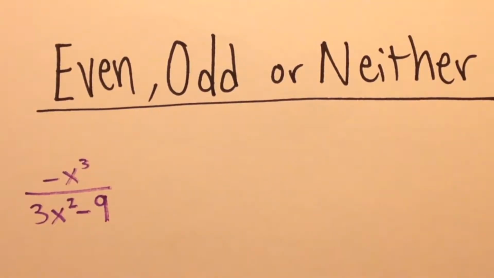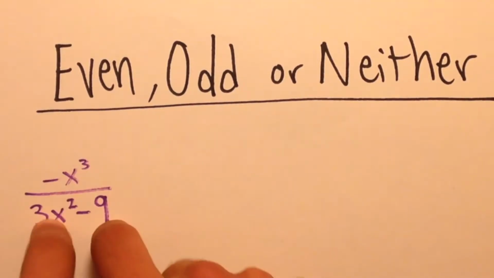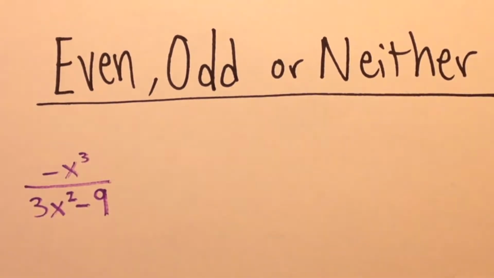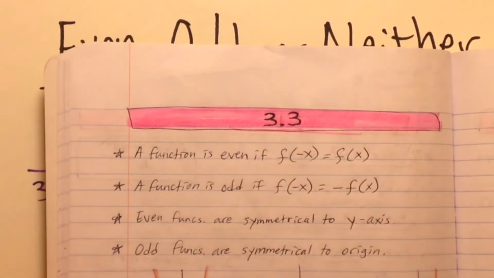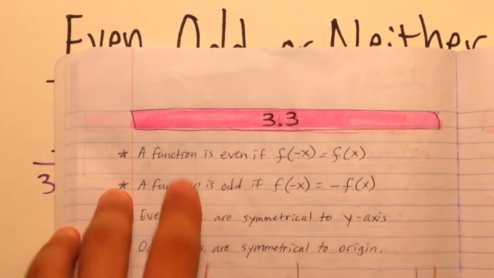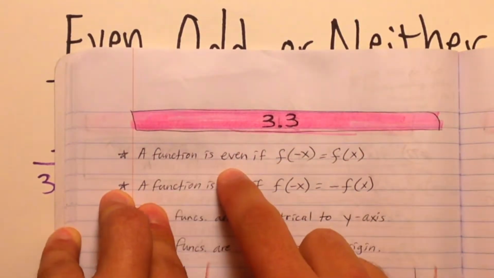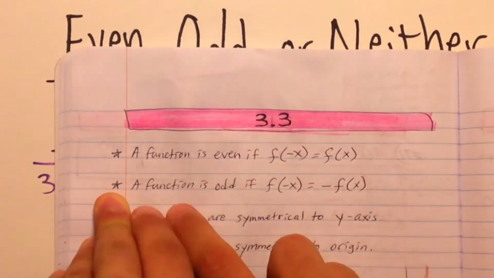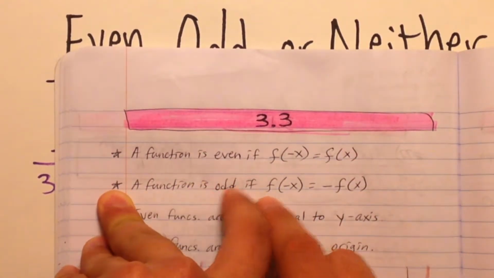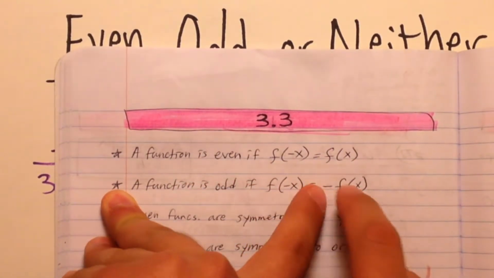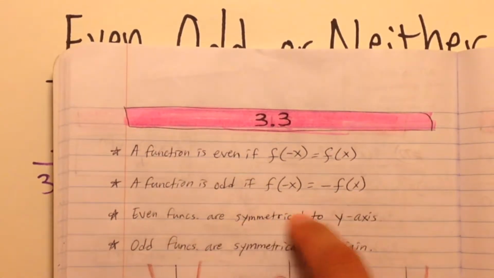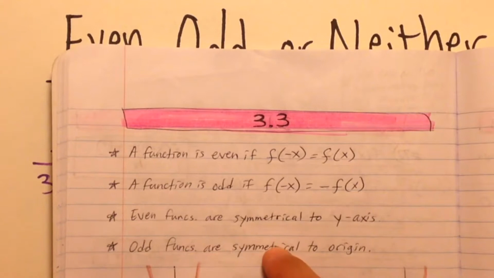Hey everybody, I'm going to be showing you today how to determine whether a function like this is even, odd, or neither. Now, there are some fundamental rules you're going to have to know. A function is even if f of negative x is equal to f of x. A function is odd if f of negative x is equal to negative f of x. Even functions are symmetrical to the y-axis, odd functions are symmetrical to the origin.